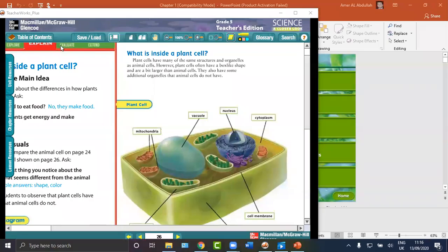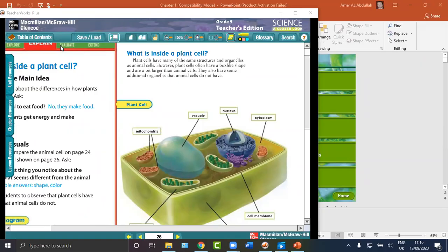The nucleus is controlled by what? You can control everything in the body. Yes, you can say it's the control center. It's large, but it's the control center.